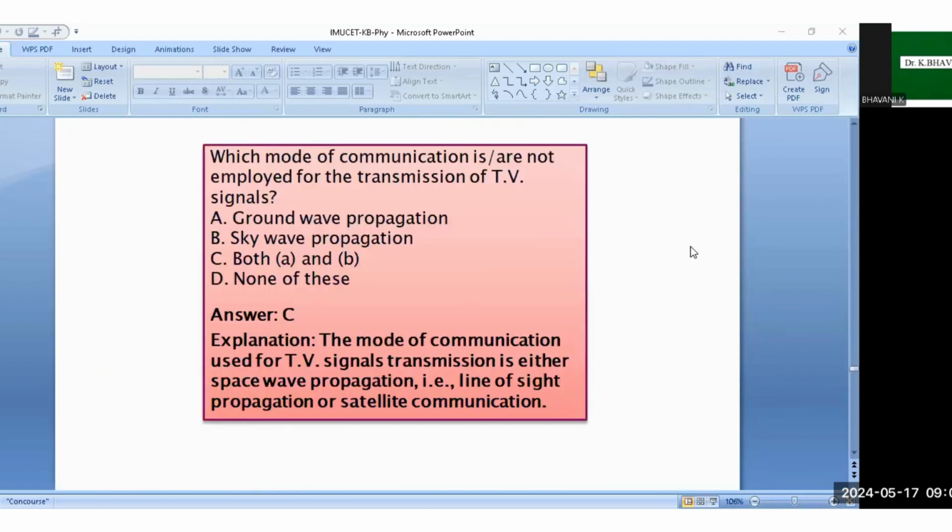And next, which mode of communication is not employed for the transmission of TV signals? Here you need to concentrate on whether it is ground wave propagation or sky wave propagation. We are using both ground wave propagation and sky wave propagation for communication. So the right answer is both A and B. The signal transmission uses space wave propagation or line of sight propagation, or otherwise satellite communication.